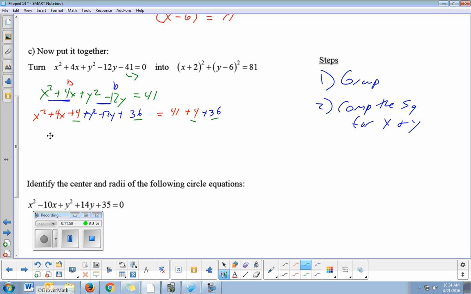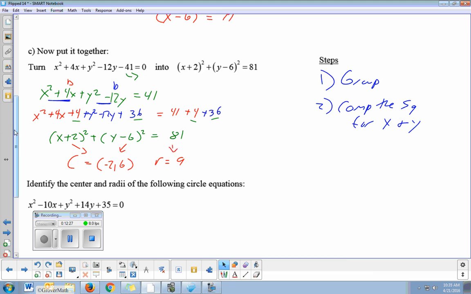Now I could factor this to be x plus 2 squared. That's going to factor to x plus 2, x plus 2. Plus, here is my y minus 6 squared, my y minus 6, y minus 6 squared. And simplify this down to be 81. Now that that's all set, I can see the center is 2, negative 6 and the radius is 9. Because now it's a circle equation that we're familiar with, and I could pull out my center with opposite signs and square root this number to get my radius.